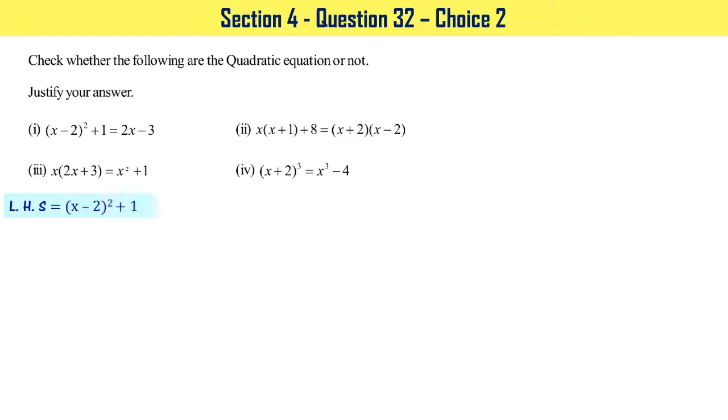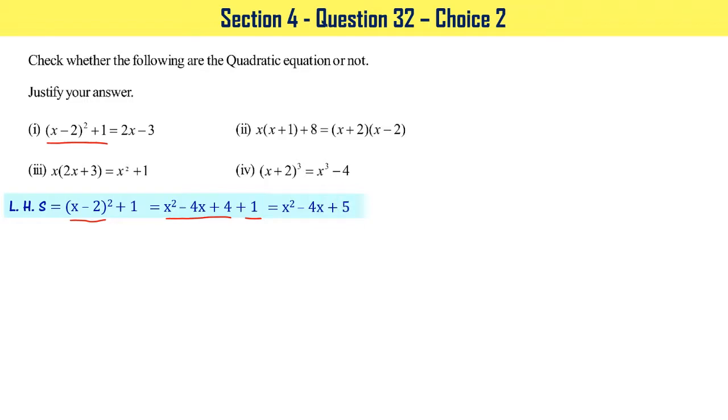LHS of the first problem is x minus 2 whole square plus 1, right? We know x minus 2 whole square can be expanded using (a minus b) whole square formula, right? Let's do that. So x minus 2 whole square can be written as x square minus 4x plus 4 and keep the plus 1 as is. And when you simplify it, it can be written as x square minus 4x plus 5, right?